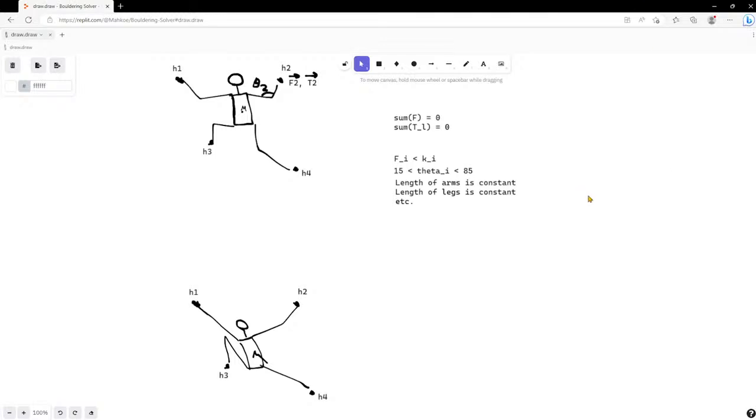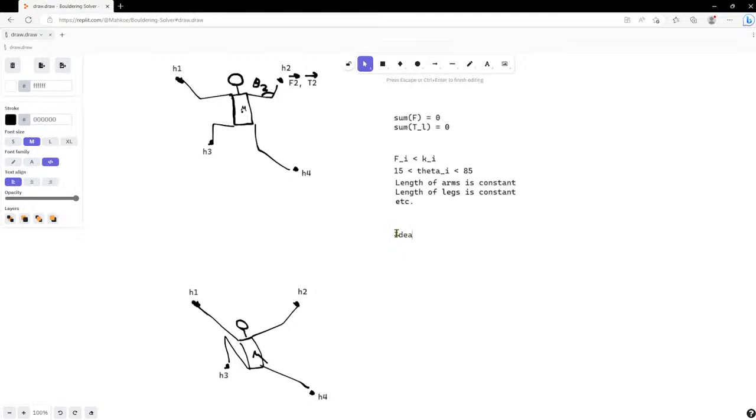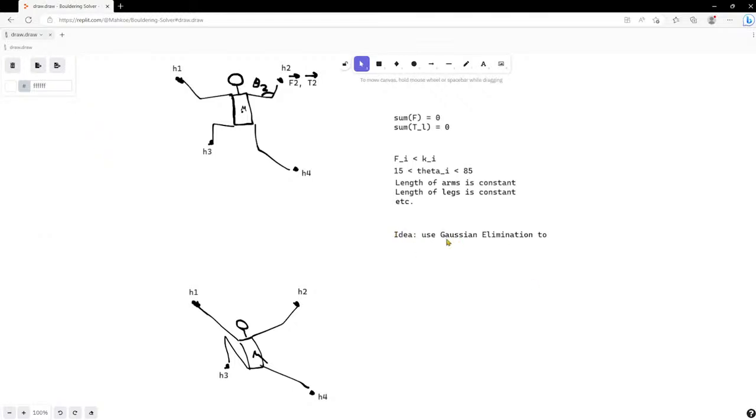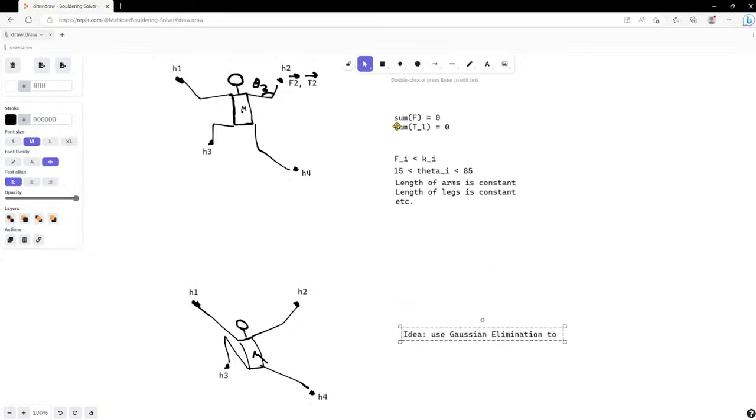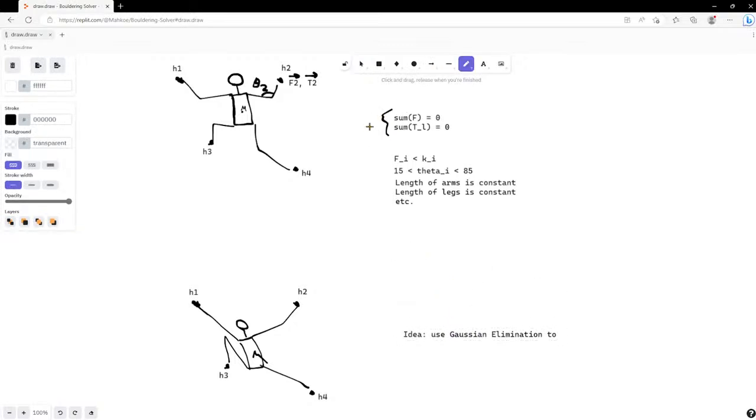Anyway, what I am thinking of doing is the following. This is my hypothesis, right? It's what I'm going to try to do right now. We're going to use Gaussian elimination. Let me write this down. Idea: use Gaussian elimination to... actually, okay, it'll be easier to explain the idea after I set up the math. So these two constraints, or I guess these equations, would lead to something that we're going to solve.